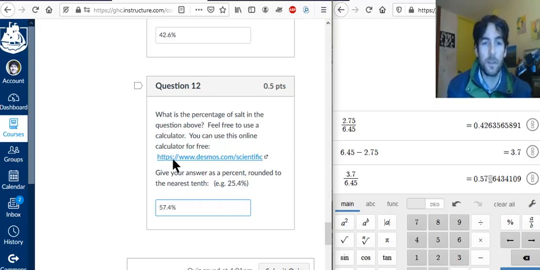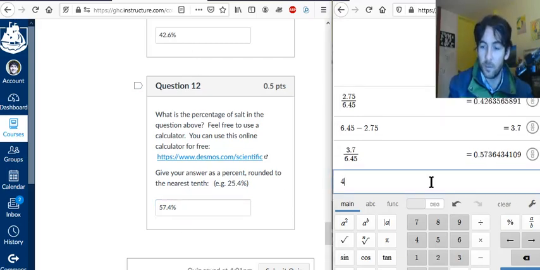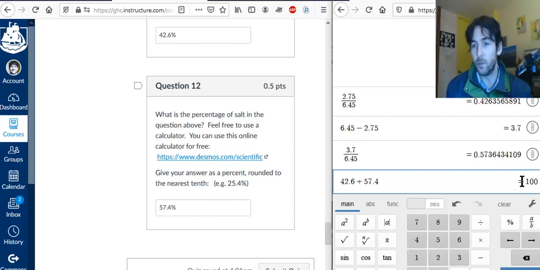And of course, these two percentages must add to 100% because the total amount is all salt and sand. So if you add 42.6 with 57.4, you should get 100%. So 42.6 plus 57.4 gives 100, right?